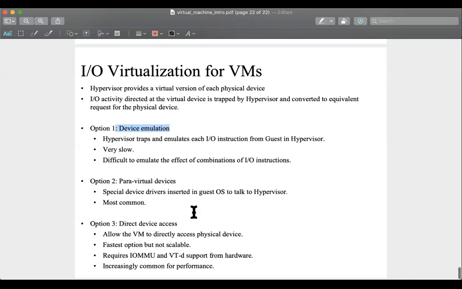So the second option is to use something called paravirtual devices. When we talked about para-virtualization in the previous class, we said that we could modify the guest OS a little bit to make it aware there's a hypervisor there, which is providing it virtual resources.